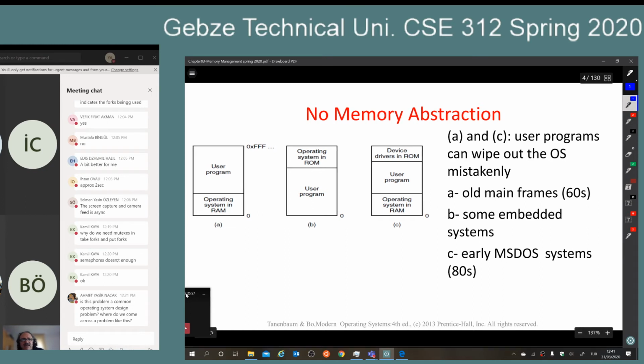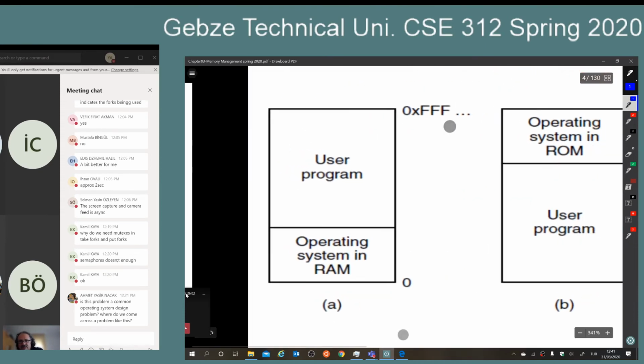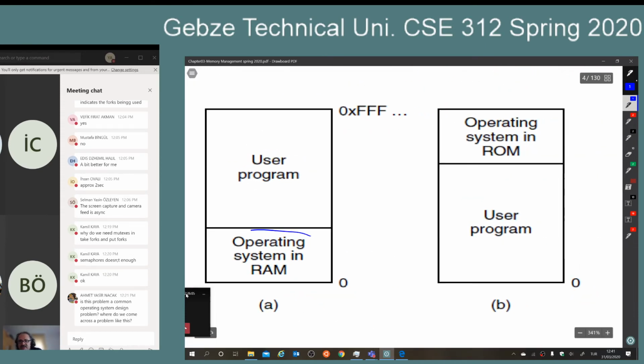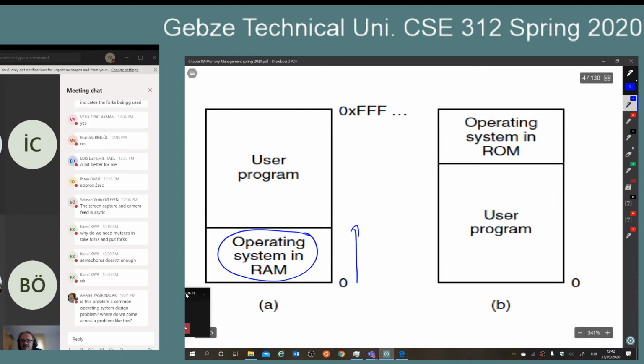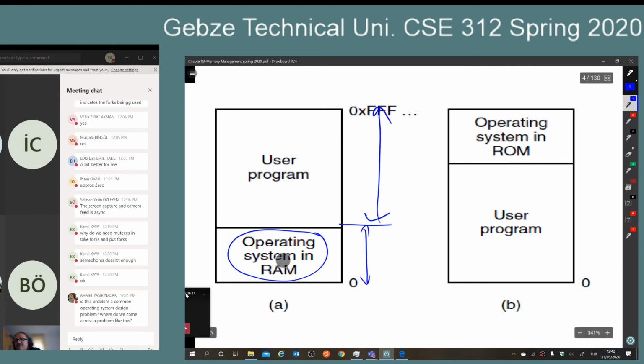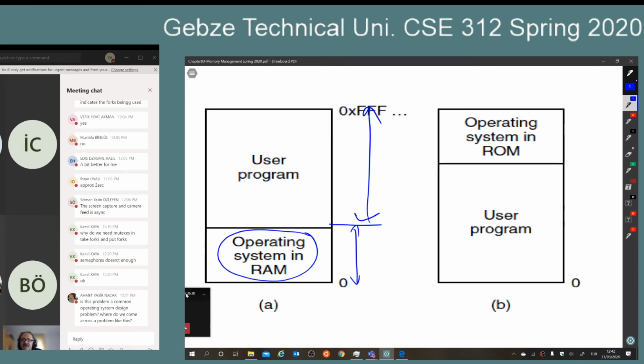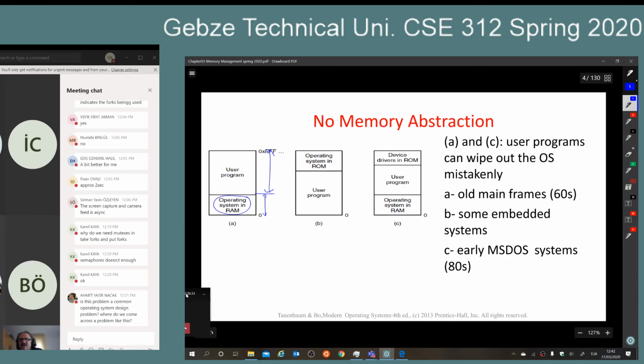Okay, so these are some examples. A is from the 60s. This is my memory, an early version of operating systems. I put the operating system at the beginning of the memory, address 0 to some number. On top of it, I put my user programs. If I had no memory protection, then the user program can run and wipe out the whole operating system. This was the case in the 1960s because I didn't have powerful enough hardware to provide protection.